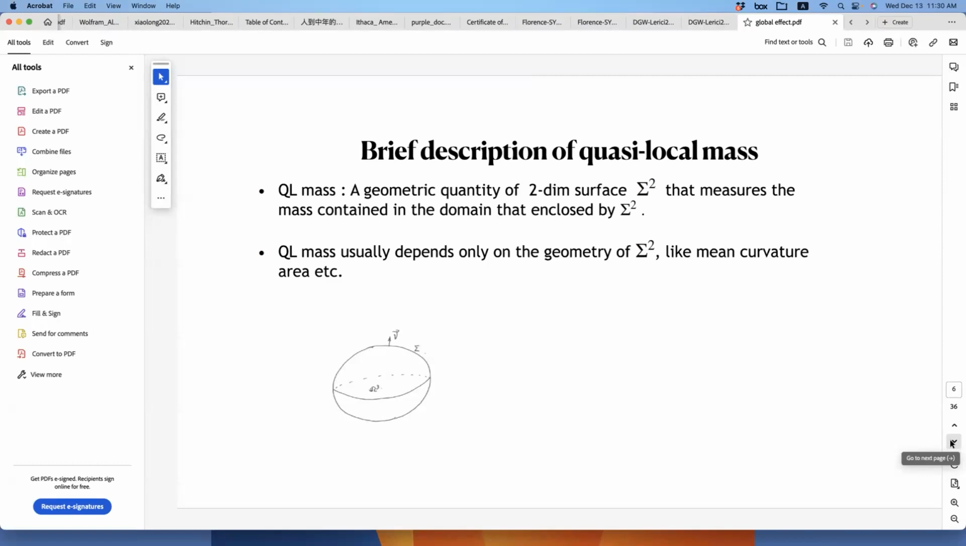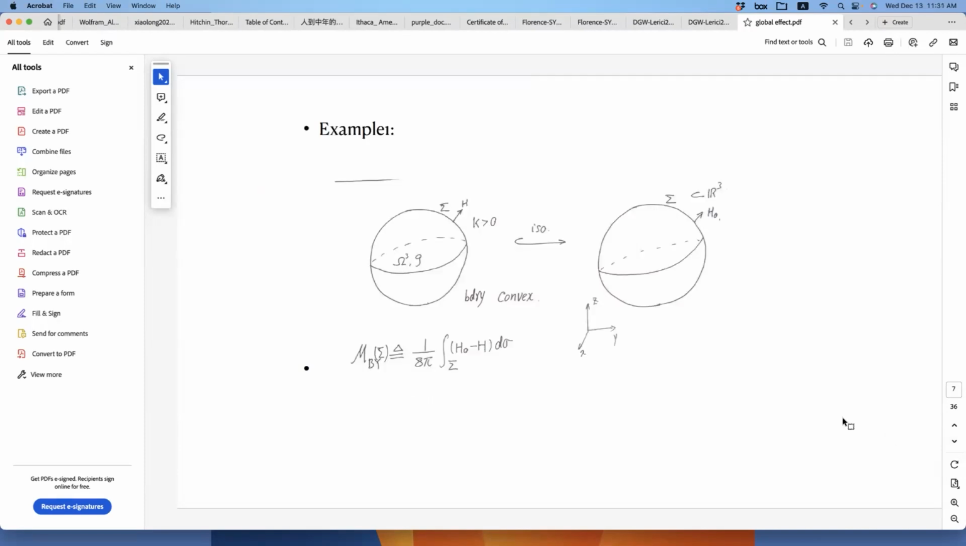Now, let me show you some examples. The first example is the so-called Brown-York mass. Here omega with metric G is a compact, three-dimensional Riemannian manifold, and sigma is its boundary. And we always assume the Gaussian curvature of the boundary is positive. So by a classical result due to Nirenberg, sigma, the boundary, can be isometrically embedded into Euclidean space R3. The image is also denoted by sigma. And H naught denotes the mean curvature of the image in R3.